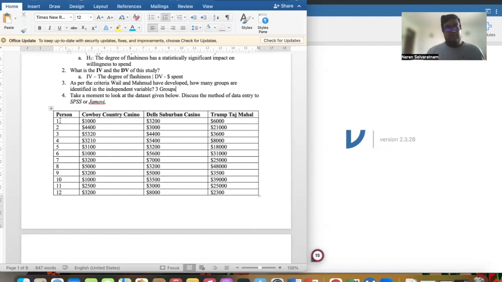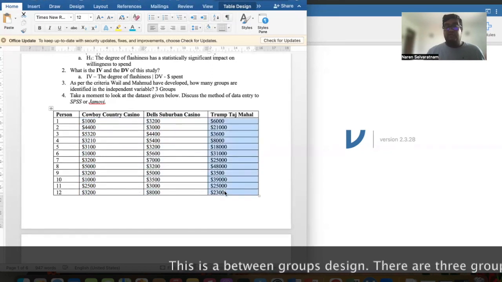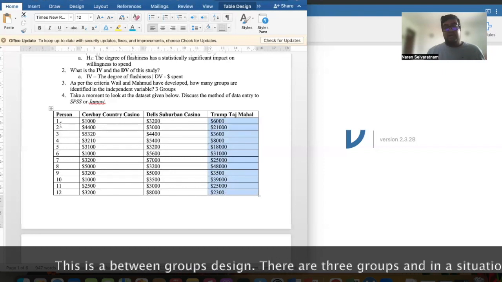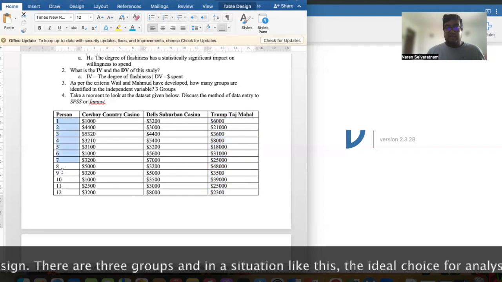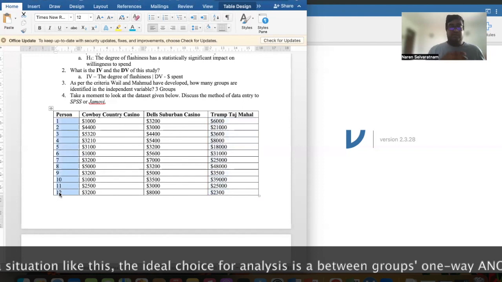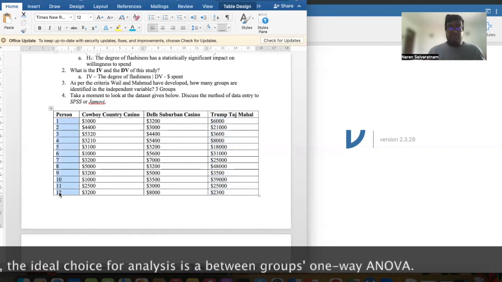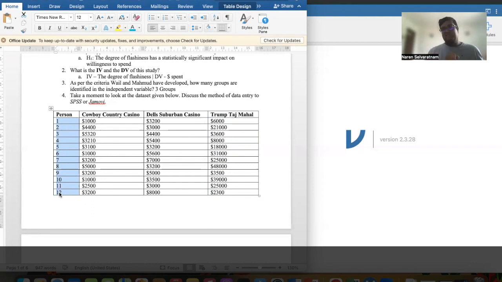Now we have data from 12 individuals from cowboy casinos, 12 from suburban casinos, and then 12 from Trump Taj Mahal. These are not the same individuals, these are different individuals. It's just that I have put it here as 1 to 12. But this is a one way ANOVA, so obviously it's not a repeated measures ANOVA. If it is independent groups, a person who appears in one of the groups should not appear in the other. So altogether we have here 36 people.